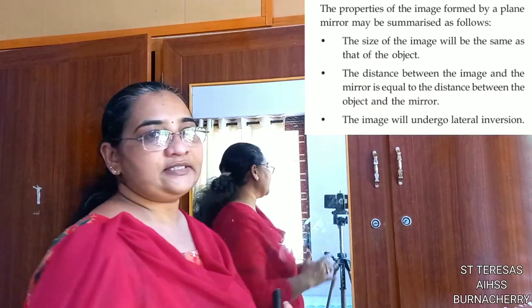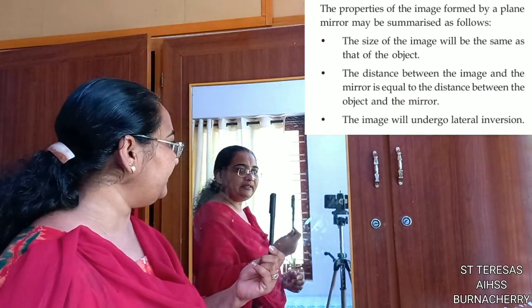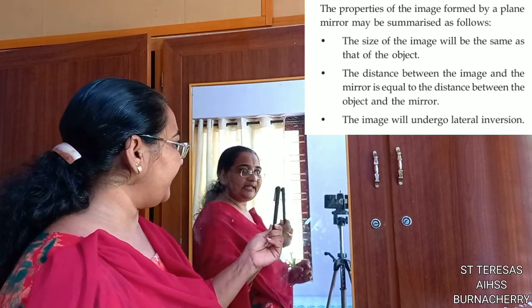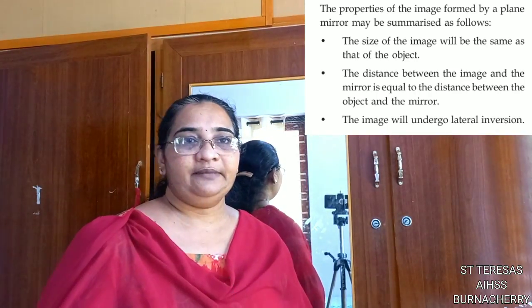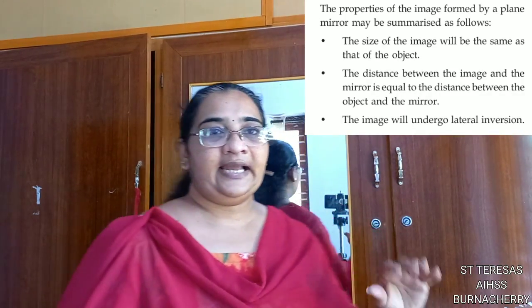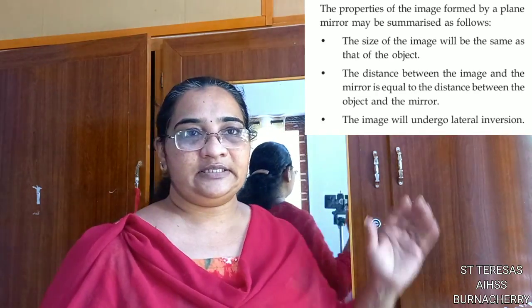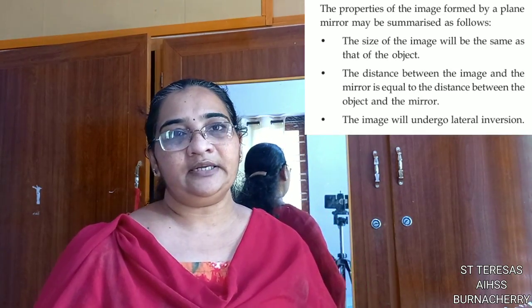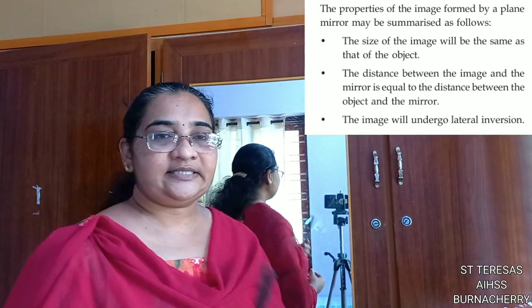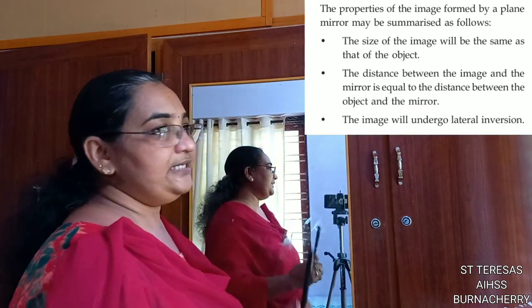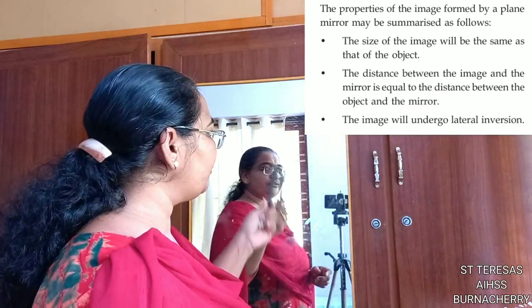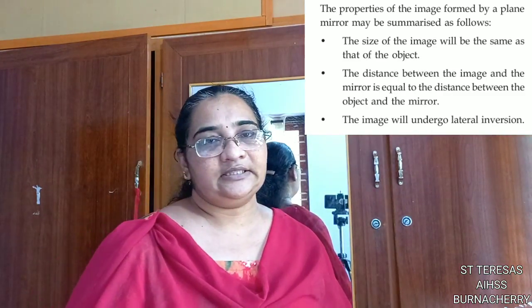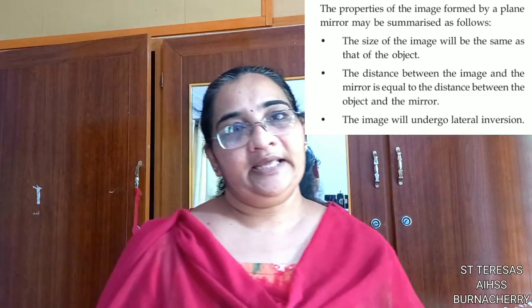What are those peculiarities? First I told you the image is of the same size. If I hold a pen here, the size of the object and the size of the image is the same. Then lateral inversion takes place. This is just the opposite of that. So lateral inversion takes place in a plane mirror. Then the distance from the object to the mirror is equal to the distance from the mirror to the image formed. So these are the three peculiarities of a plane mirror.